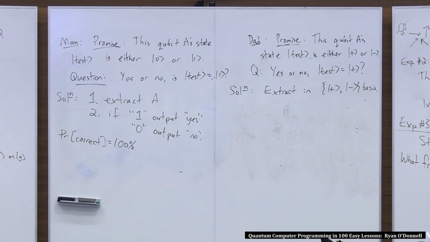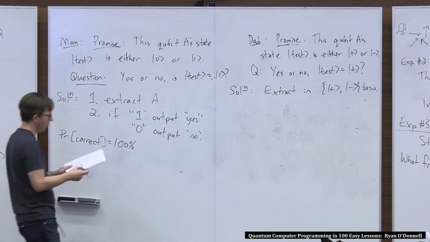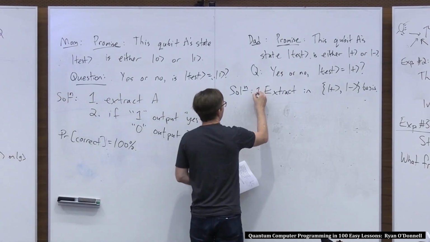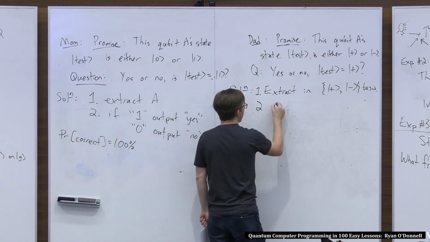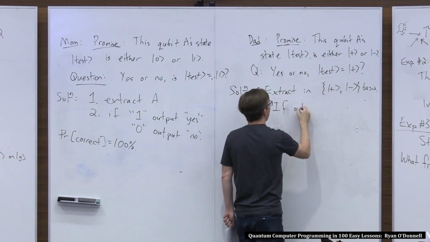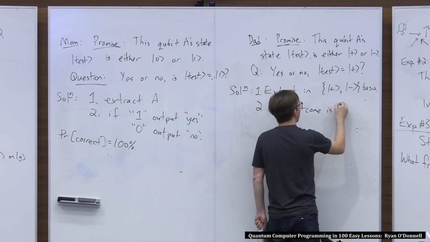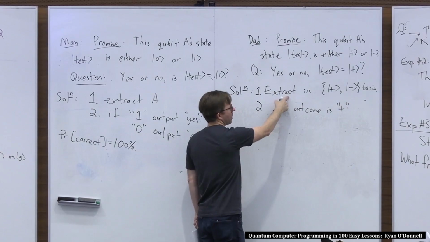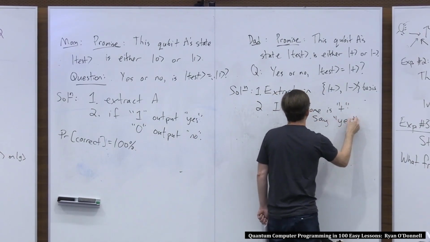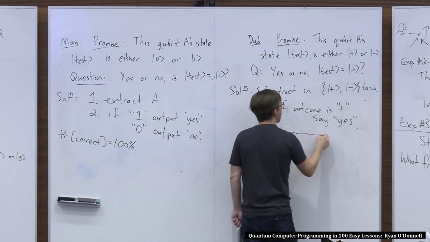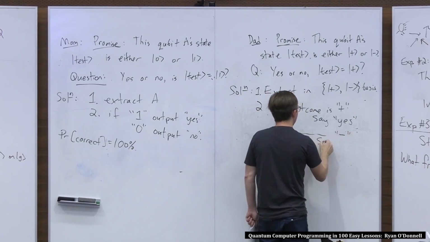Yeah. Effectively, you could also do a Hadamard and then extract. But we're just going to wrap it up like this. And similarly, you have to convert the output. So if the outcome is plus, remember this returns either plus or minus, then you say yes. And if the outcome is minus, then you say no.